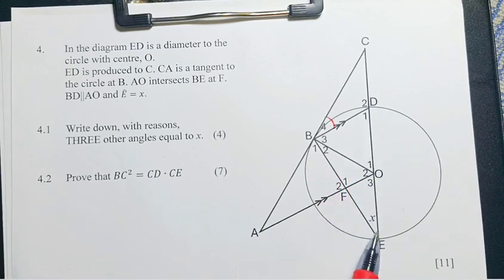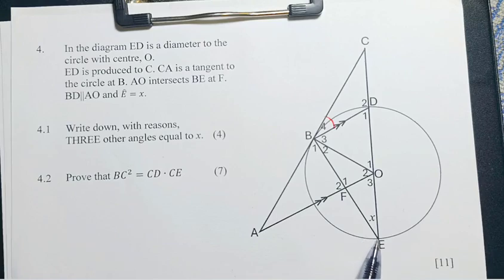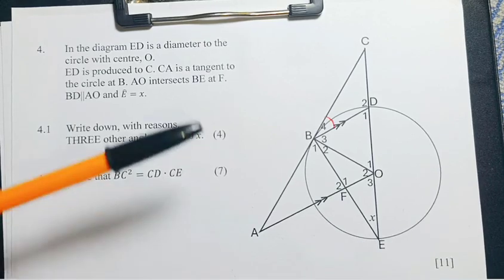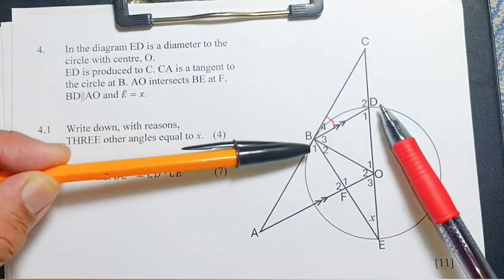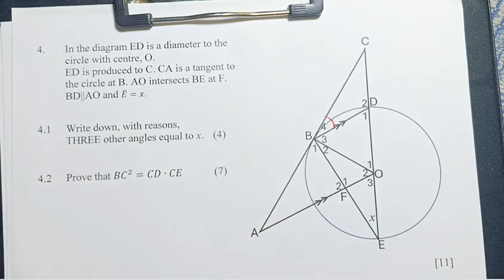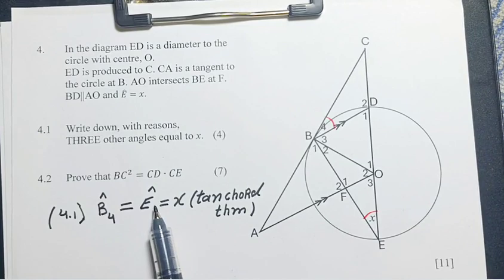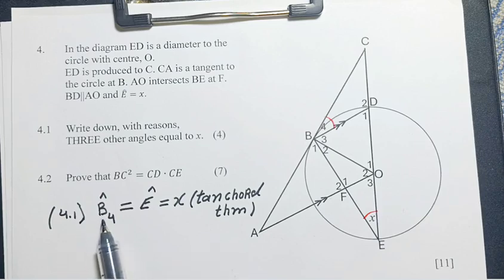BD is a chord and forming angle E here. So this is the tan chord theorem. So this is my reason: angle B4 is equal to angle E, which is equal to X. The reason is the tan chord theorem. So angle B4 is equal to angle E is equal to X. The reason is the tan chord theorem.